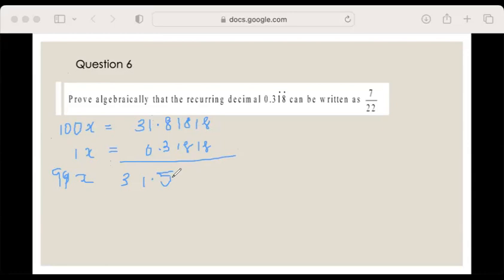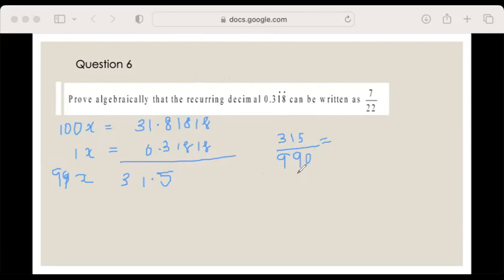99x is 31.5. So we can just multiply by 10. So that will be 315 over 990. 315 over 990. Right. So 990 and 315 both can be divided by 45. Right, but I'm just going to go step by step for those who might find it difficult.